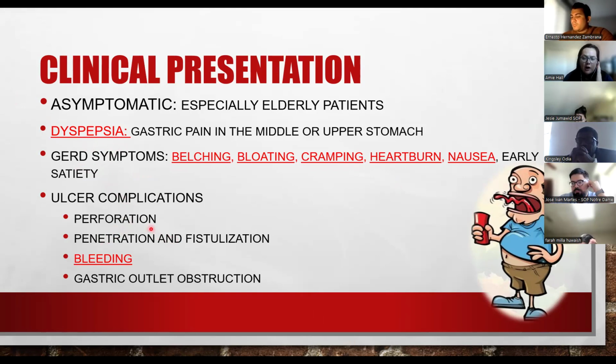If the ulcers go untreated or are not found soon enough, the ulcers can lead to perforation. So we end up getting a hole in the stomach. We can get penetration and fistulization, so we start getting tracts to where they're not supposed to go. As a pharmacist, the number one complication that we're concerned about is bleeding. All right. And then we can get gastric outlet obstruction as well.